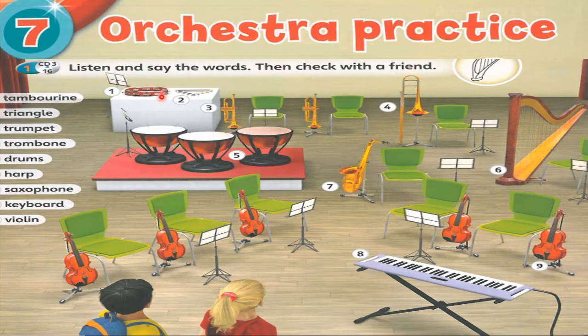One, tambourine. Two, triangle. Three, trumpet. Four, trombone. Five, drums. Six, harp. Seven, saxophone. Eight, keyboard. Nine, violin.